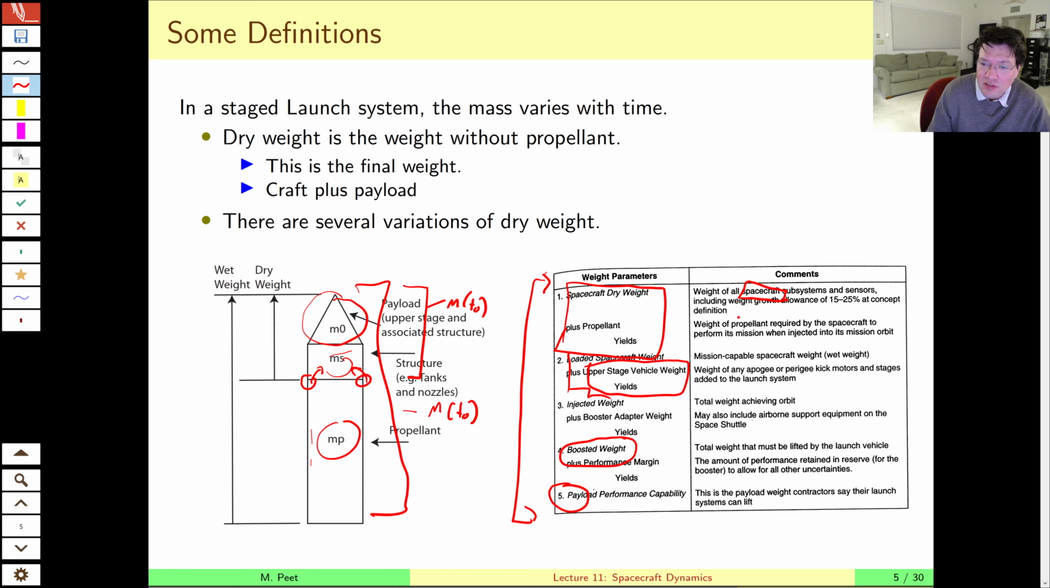And then, in addition to that, there's a wet weight for the payload, which is the payload plus the propellant required for those delta Vs we talked about on the previous slide. So this whole thing here we can really consider M naught. Okay, so this is the very basics of what a rocket looks like.